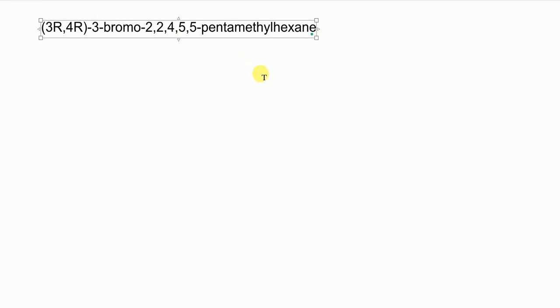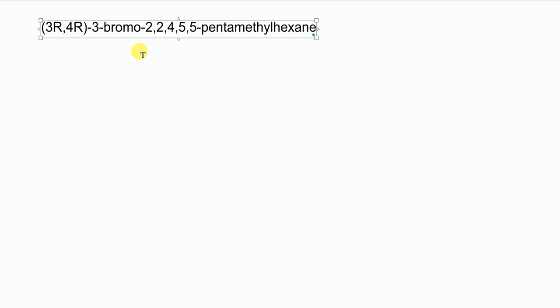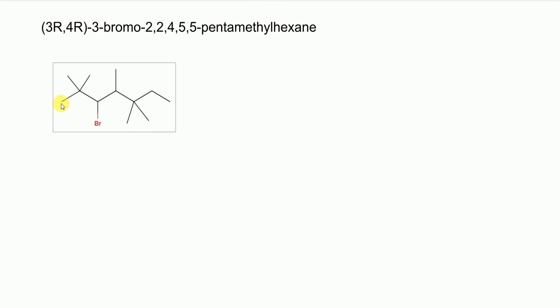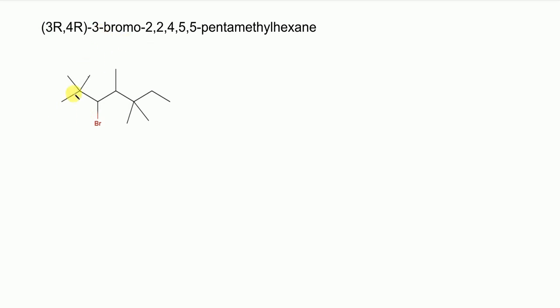She'll give you this name, and the first thing I like to do when I get the name is convert it into the actual structure itself. So I'm just going to do that really quick. All right, so here's the structure. It's pretty easy. Always start with drawing out the parent chain. The parent chain is hexane, so that's 6 carbons long: 1, 2, 3, 4, 5, 6.